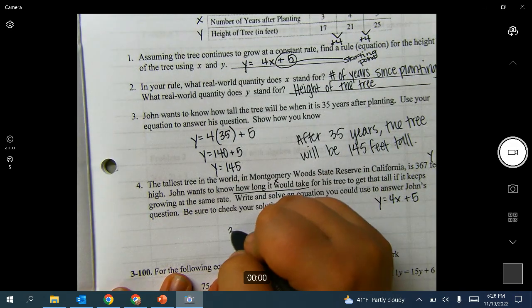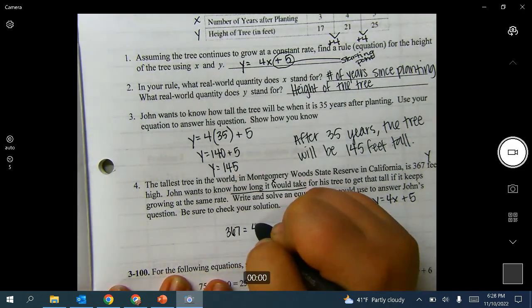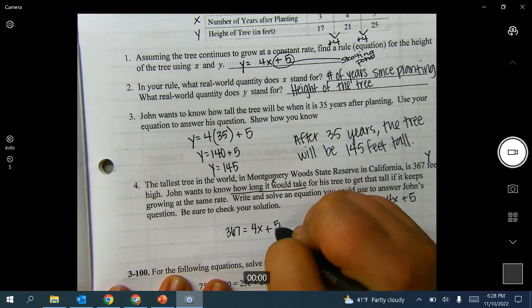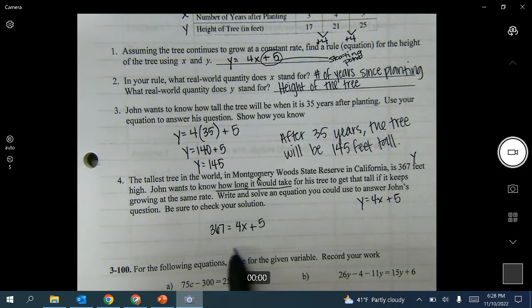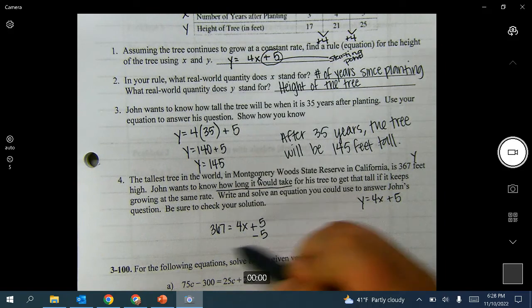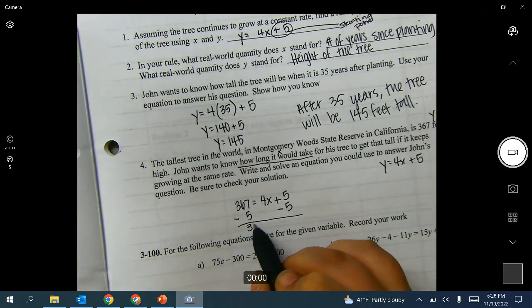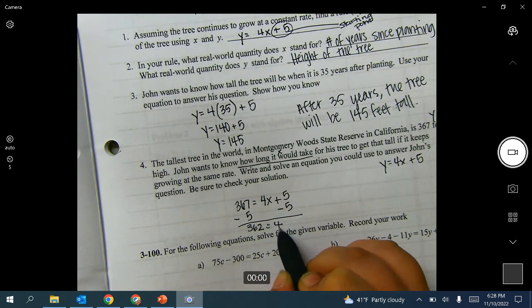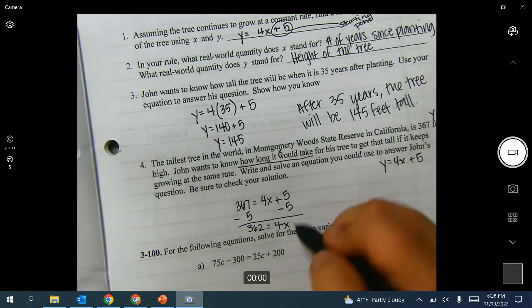So I have 367 equals 4x plus 5. Now, if we think about our solving equations, remember, I don't want to try and get rid of that 367. I want to try and get rid of that plus 5 because I want this x all by itself. So if I take away 5 from both sides, I now have 362 is equal to 4x. So to undo this multiplication, I'm going to have to divide both sides by 4.